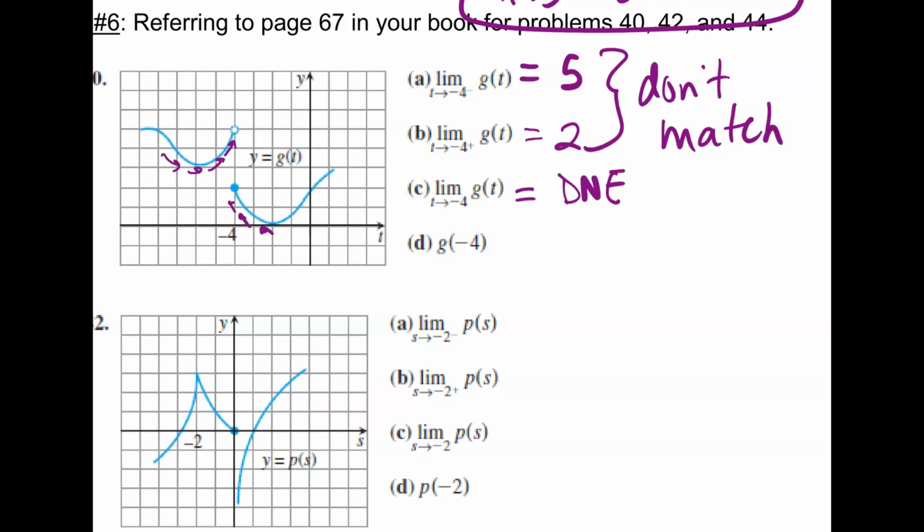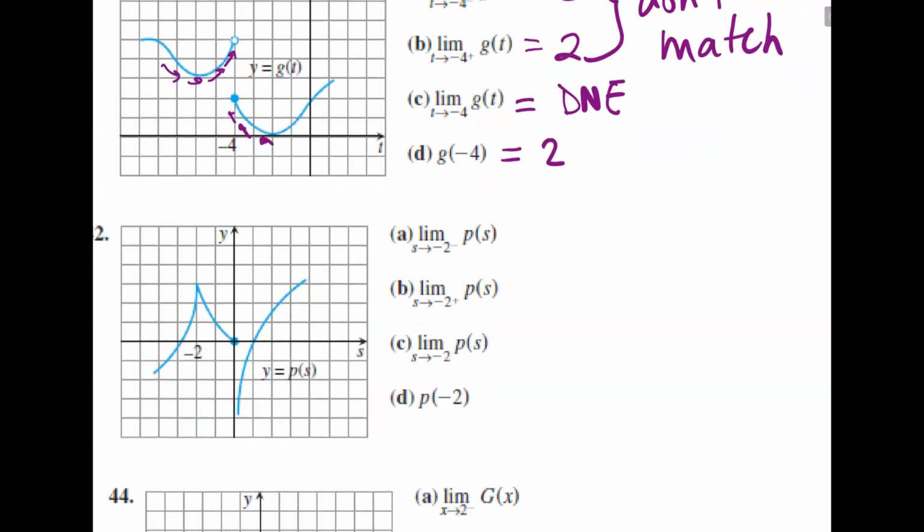Weird. Hannah, what about g of -4? What is the value of the function at -4? Oh, easily it's 2. Exactly. You're looking for that filled circle. What is the value of the function? So notice I could have an actual y value here and no limit. If I go on to the next one, let's see what's going on here.